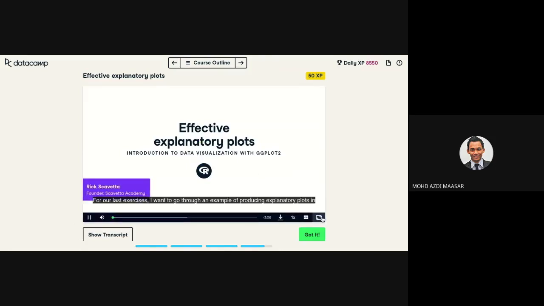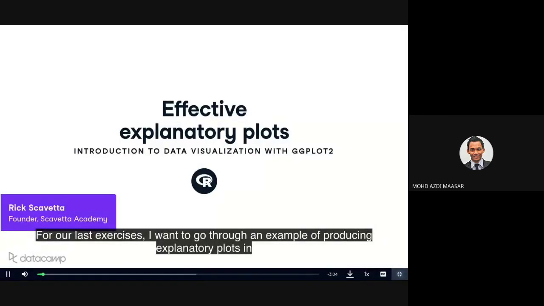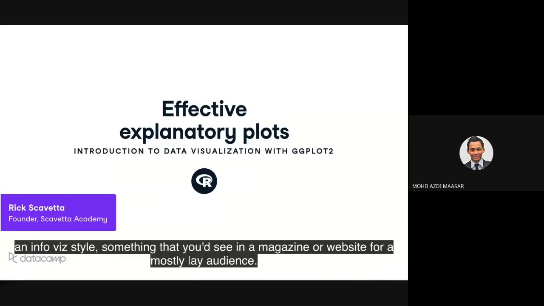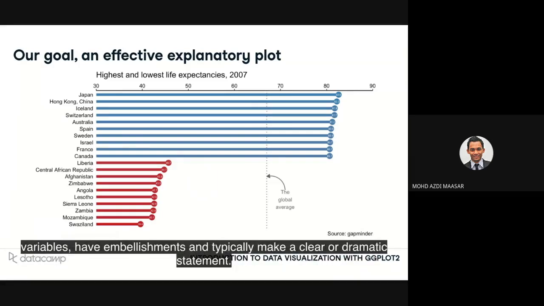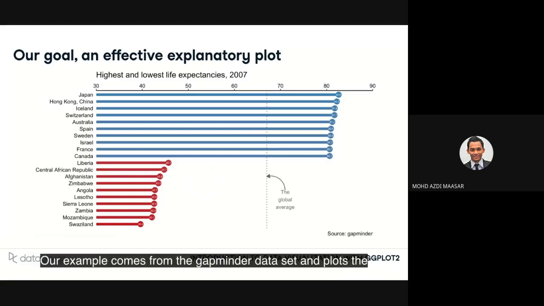For our last exercises, I want to go through an example of producing explanatory plots in an InfoVis style, something that you see in a magazine or website for a mostly lay audience. These plots tend to have both a small number of observations and variables, have embellishments, and typically make a clear or dramatic statement message. Our example comes from the Gapminder dataset and plots the countries with the highest and lowest life expectancies in 2007. The global mean is plotted for comparison.